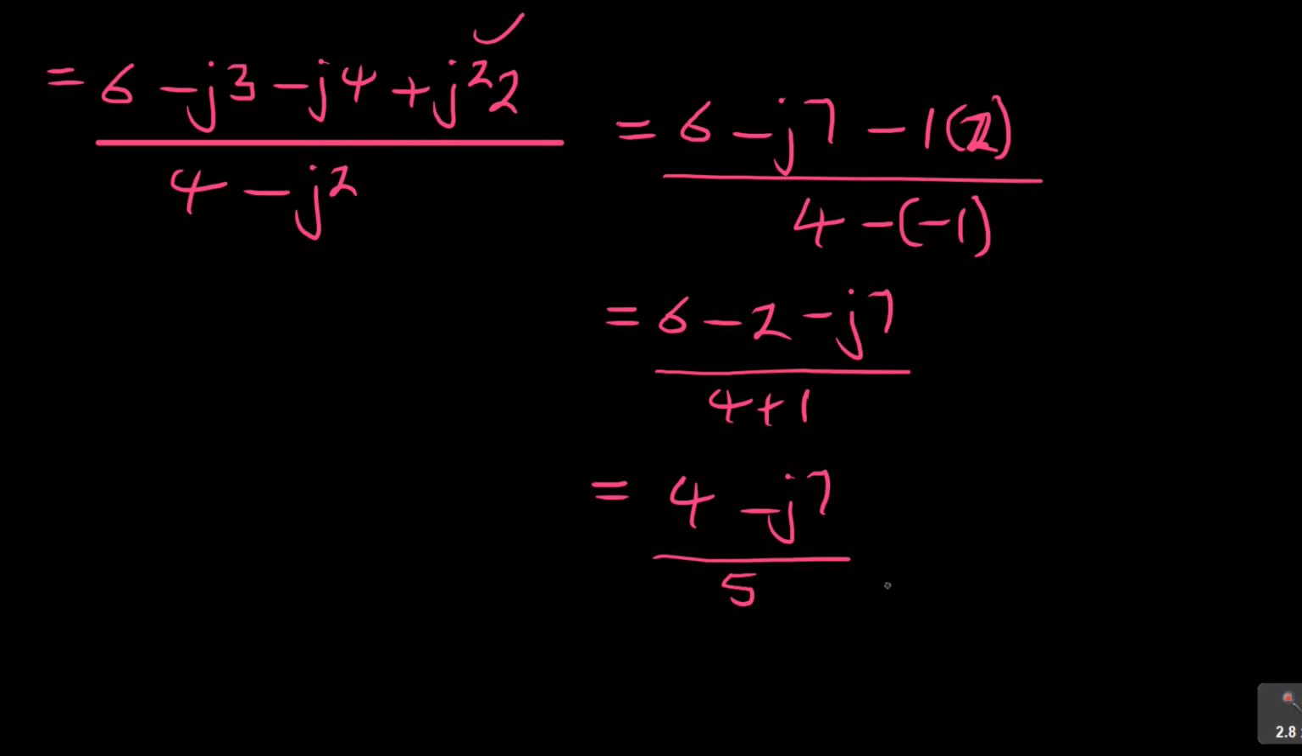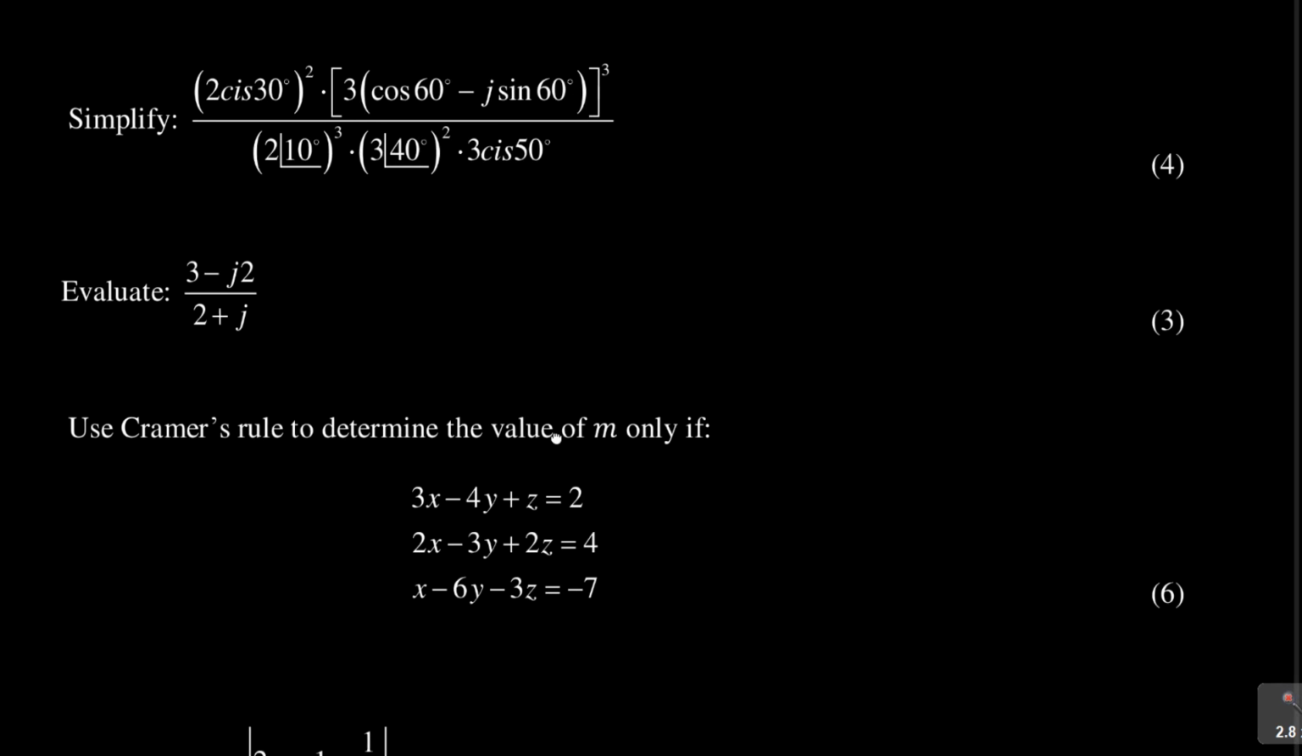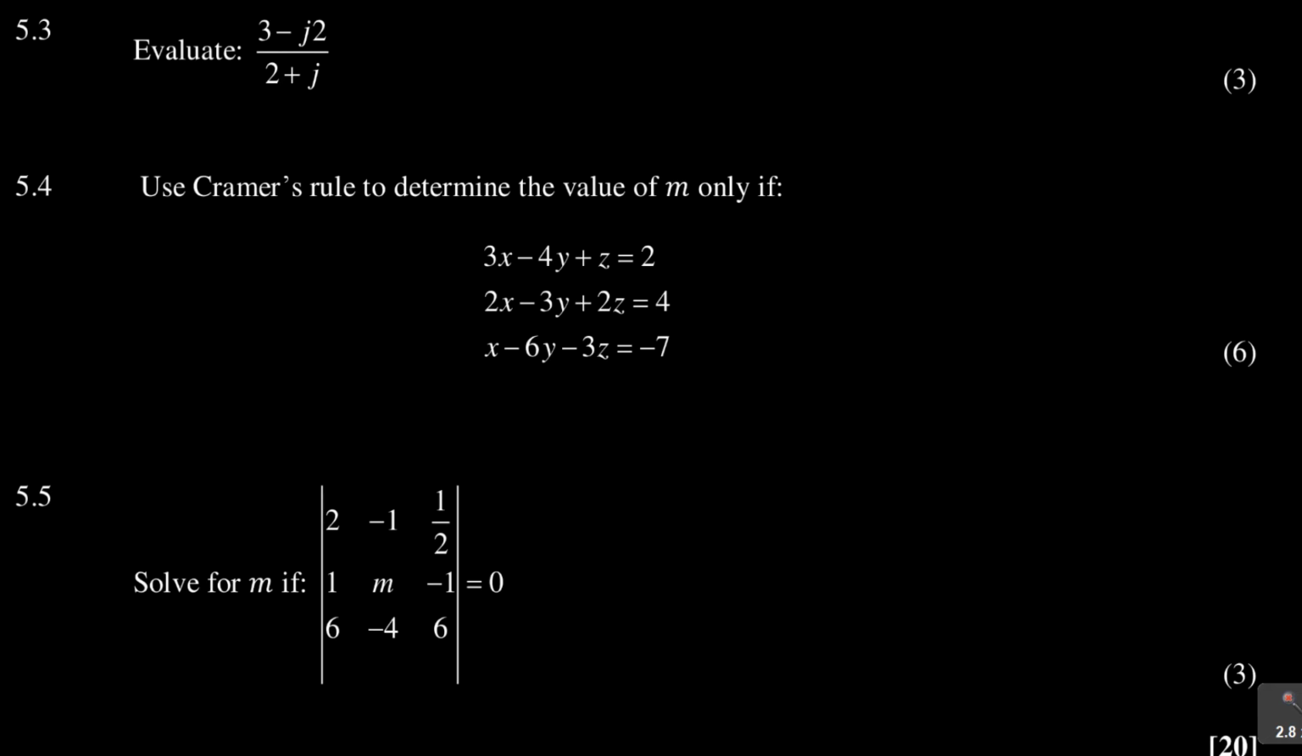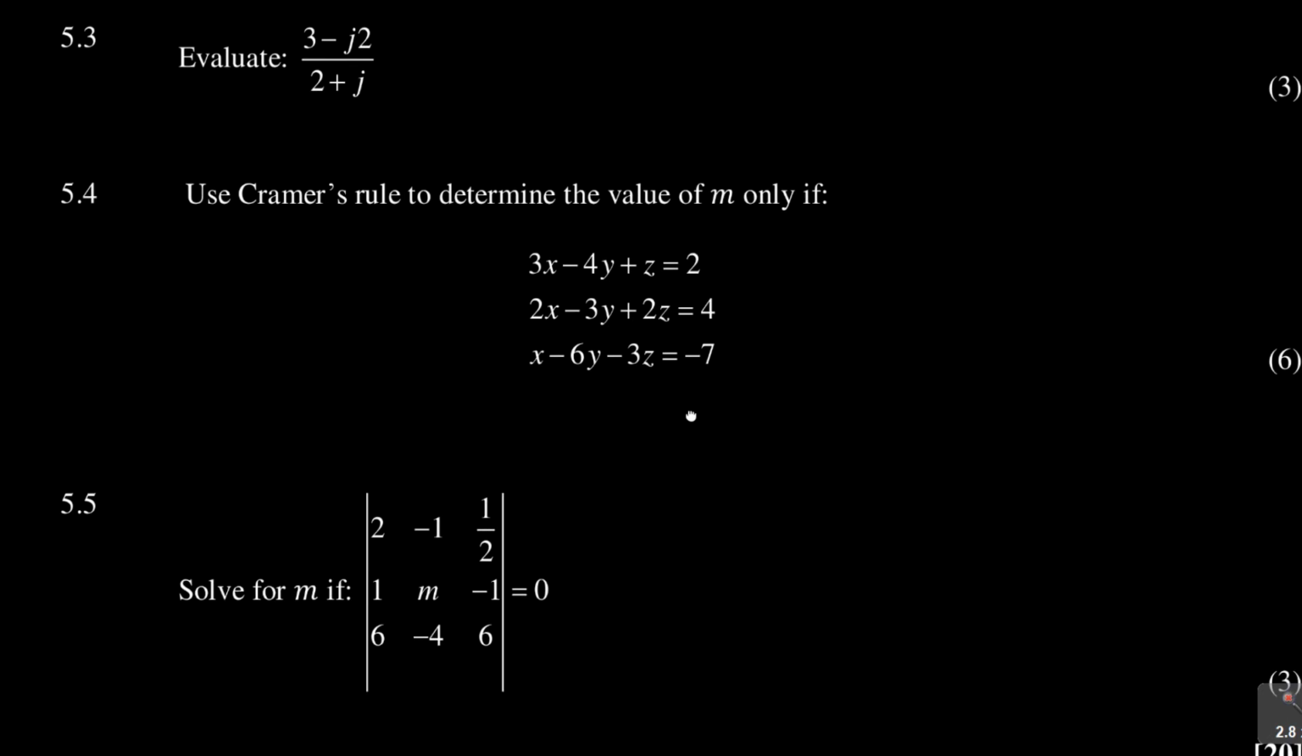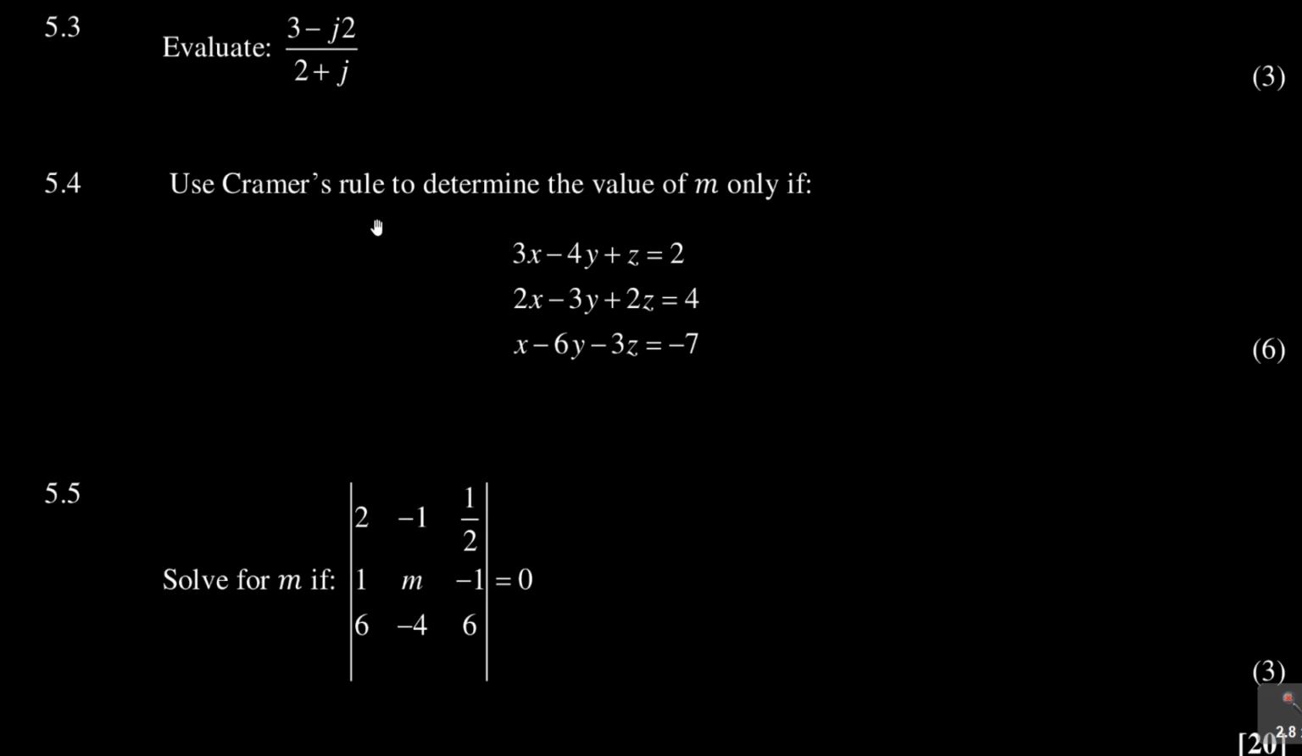So we have just managed to evaluate that. So this is that, and it gives you 3 marks. I don't think it was complicated also there. So that was that. So let's look at the next one. It says 5.4. It says use Cramer's rule to determine the value of, I think that's where the error was, the value of m only. So the question here, I just checked and verified, they wanted you to find the value of z only. So you're only going to focus on the value of z.